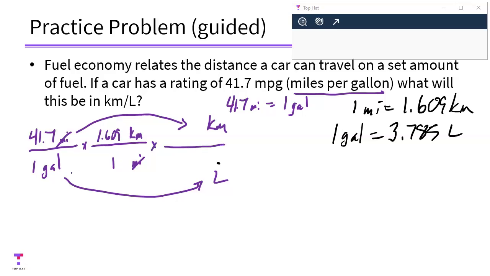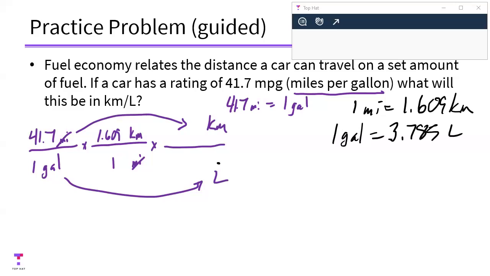The other conversion, I need to turn gallons into liters. Now here's where I have to pay special attention. My gallons are in the denominator of my initial measurement. So thus far, pretty much every example that we've done, we've had the unit that we're trying to cancel in the numerator, and so we put that same unit in the denominator of the conversion. It's the opposite here. We've got the unit that we're trying to cancel in the denominator, so we need to make sure that the unit that we're canceling it with is in the numerator so that they actually do cancel.